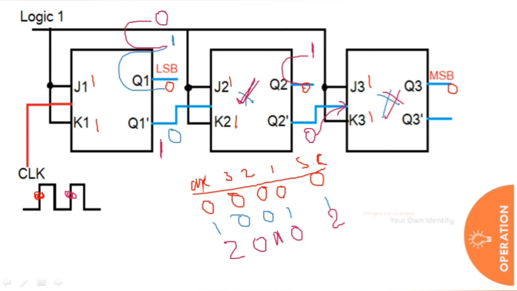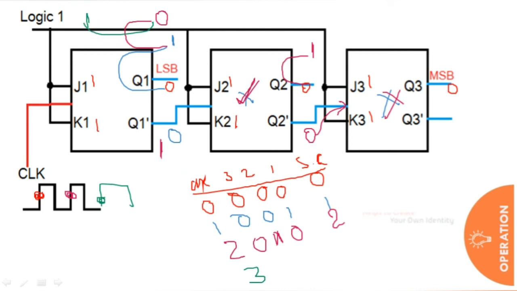Similarly, I'll explain one more. I'll take the third clock pulse. See my third clock pulse. The third clock pulse is applied to the first flip-flop. Please remember, the third clock pulse is applied and 1, 1 are inputs. 0 is changed to 1. See, 0 is changed to 1 here.